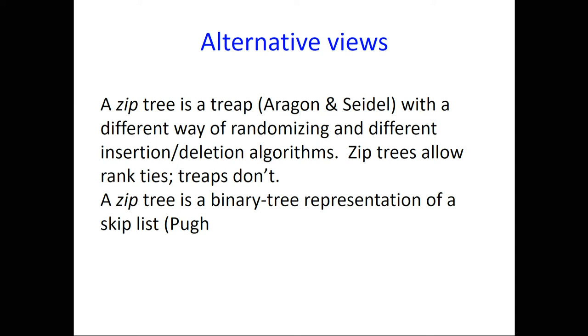The fact that we allow rank ties costs us a little bit in the constant factor in the expected depth. Their bound is 1.44 log n, our bound is 1.5 log n, so maybe 8% difference. We can represent our ranks in roughly log n bits, whereas they need log n bits. So this is kind of a simplification of the treap data structure.